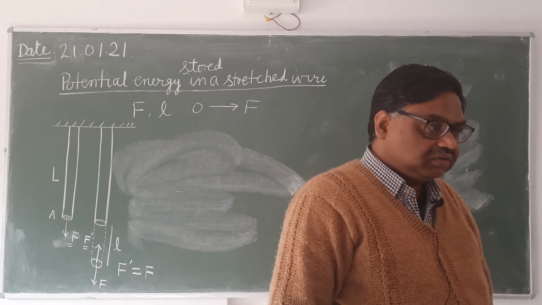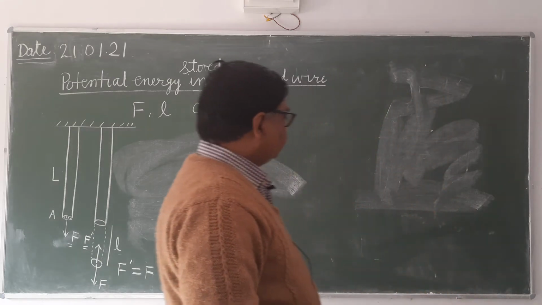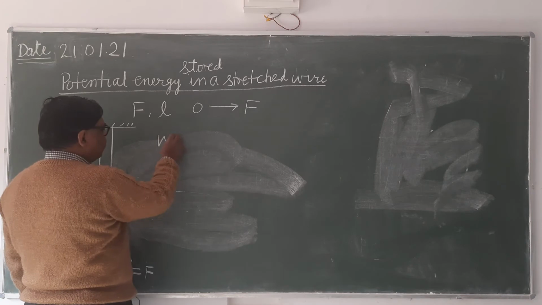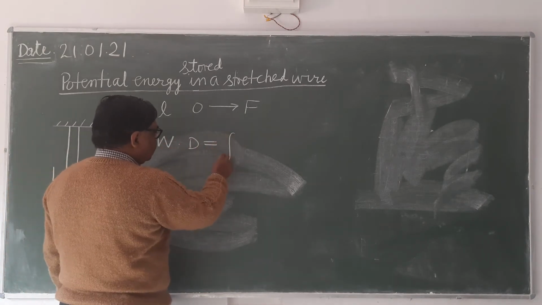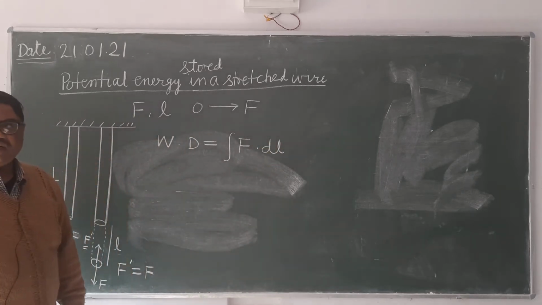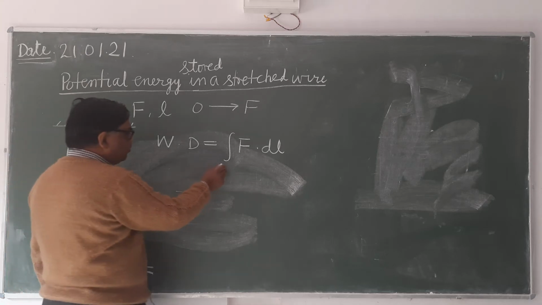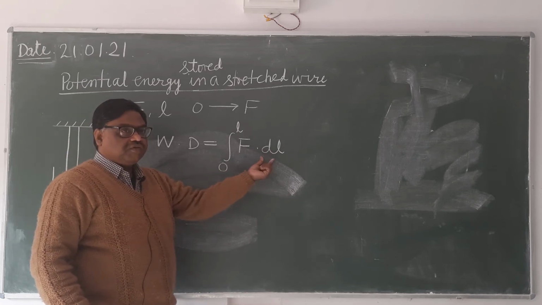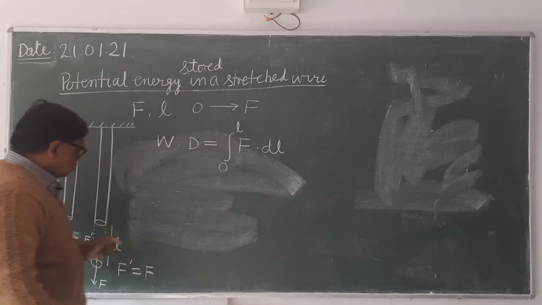Now you write down. Since the restoring force is a variable force, therefore work done is given by work done equals integral F into dl. It's clear? And its limit will be from where to where? 0 to l. This change in length is from where to where? From l equals 0 to l equals small l.